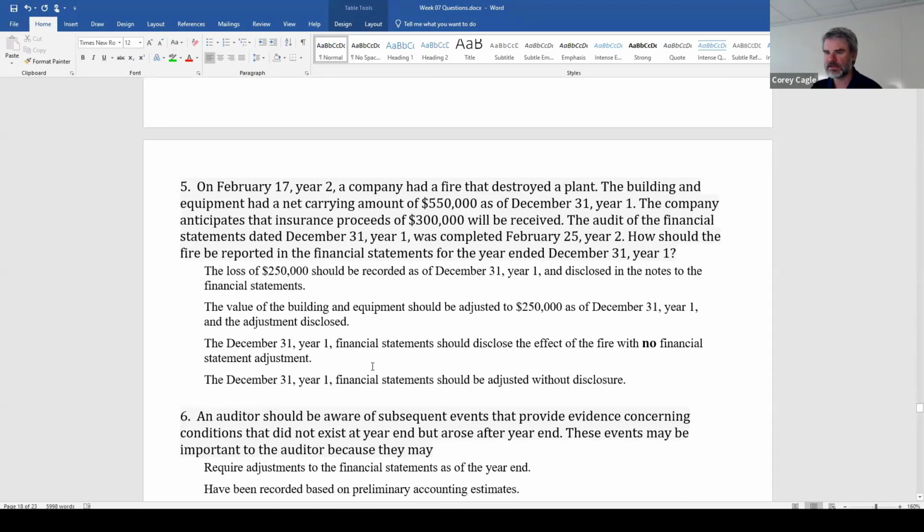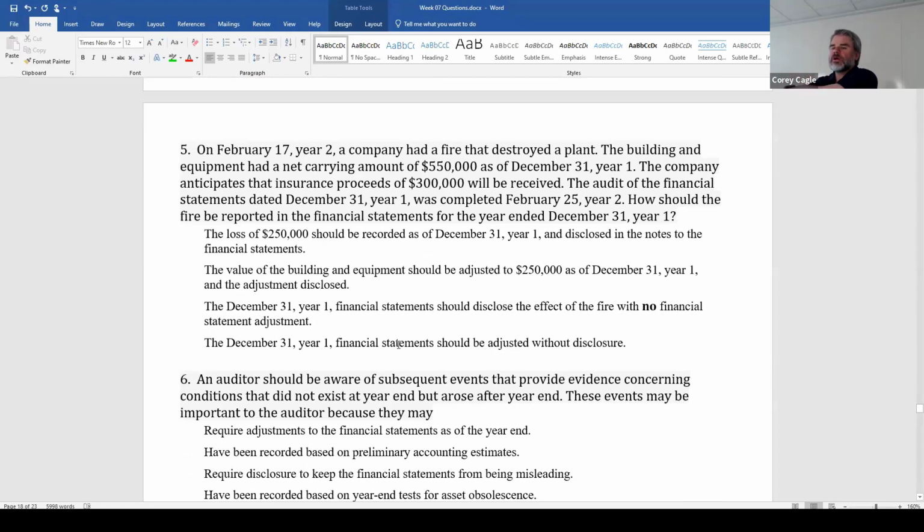Number 5: on February 17th of year 2, the company had a fire that destroyed a plant, the building and equipment, and they give you all these numbers. They anticipate insurance proceeds and all of this. So we're auditing the December 31st, year 1 year end.